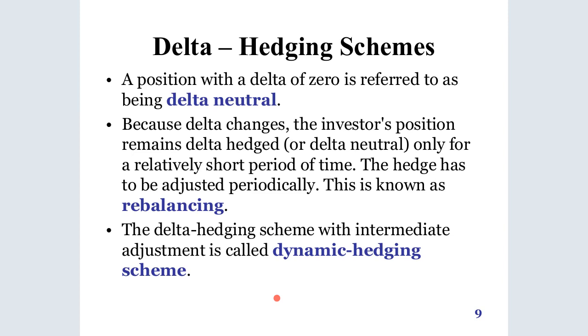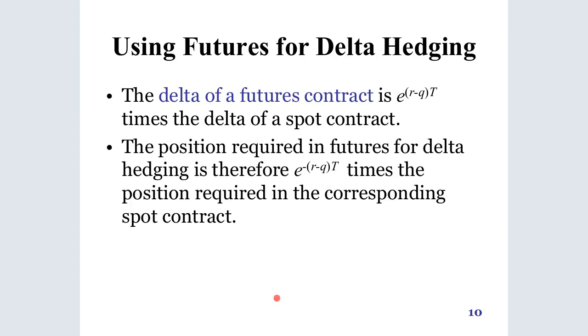Now, because the delta changes, the investor's position remains delta hedged only for a short period of time. So the hedge has to be readjusted continually, and this readjustment is what is known as rebalancing. And if you want to do it on a continuous basis, this is called dynamic hedging, or the dynamic hedging scheme.